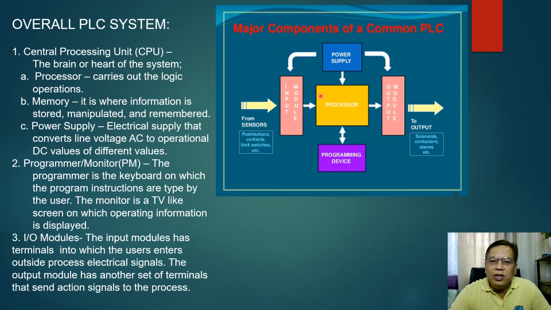Okay? So these are the major components of your PLC. Again, you have the central processing unit, which is this part here, which contains your processor, your memory, and your power supply, okay? And then you have your programmer monitor or PMs, no? Programming devices. You have your keyboards and your monitor. And then you have your I/O, your input-output modules, wherein your input components or switches, for example, are connected. And in the output part, the output of the system which is being controlled. Let's say, for example, machines, alarm systems, or your contactors. Okay?